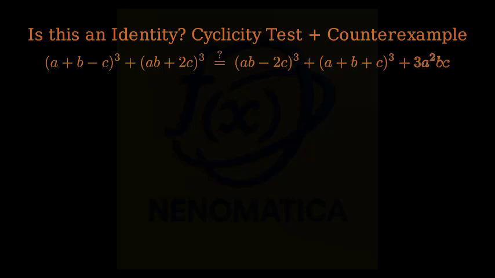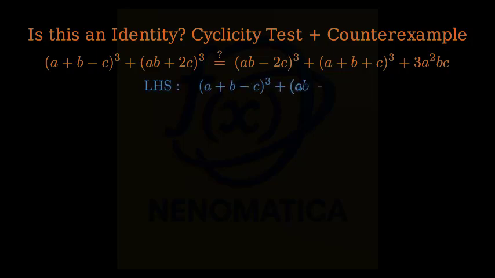We are going to decide whether the given equality is an identity. The claim compares two expressions built from A, B, and C. Our strategy will be to use a symmetry check, also called a cyclicity or swapping test, and then confirm the conclusion with a quick numeric counterexample.